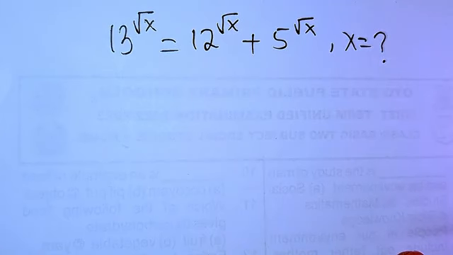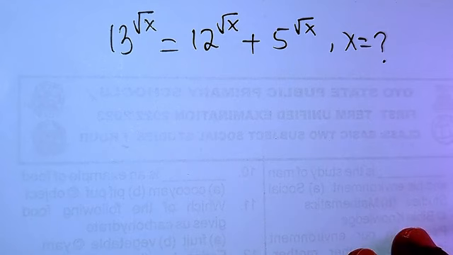Let's see how we are going to solve this beautiful Math Olympiad problem. We are given 13 to the power root x equals 12 to the power of root x plus 5 to the power of root x. So we want to know the value of x. How can we do this without guessing the value of x?